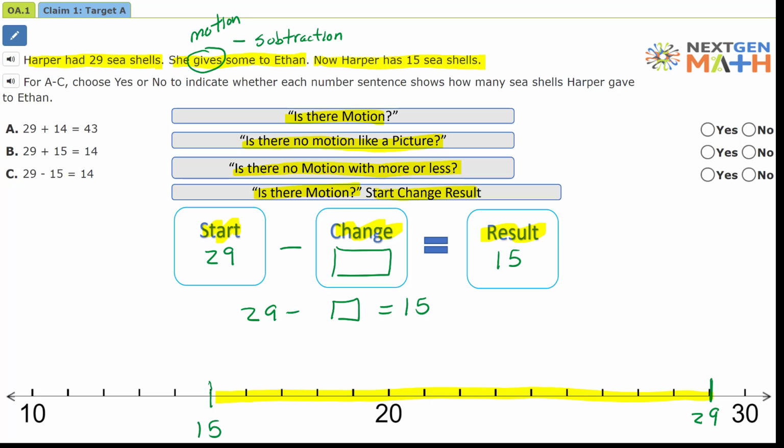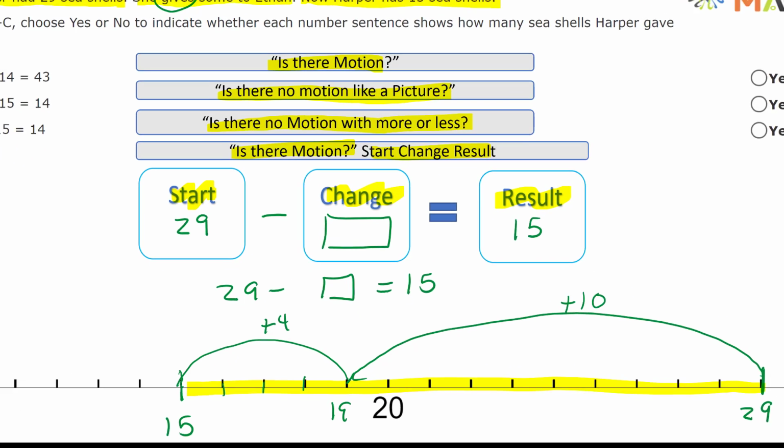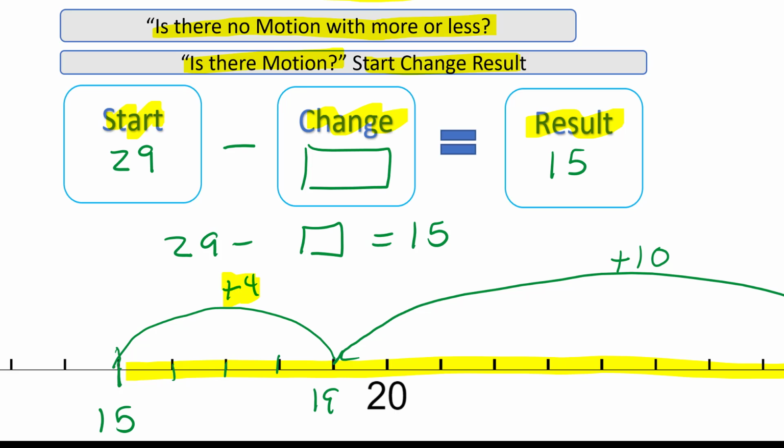So let's count back by tens. We'll go from 29 all the way to 19, so that's 10. And now we're going to do another hop from 19 over to 15. And that went 1, 2, 3, 4, so 4. So when we add 10 plus 4, that whole distance is equal to 14. That's going to be our answer. That's our change. Our change was 14. 29 minus 14 equals 15.